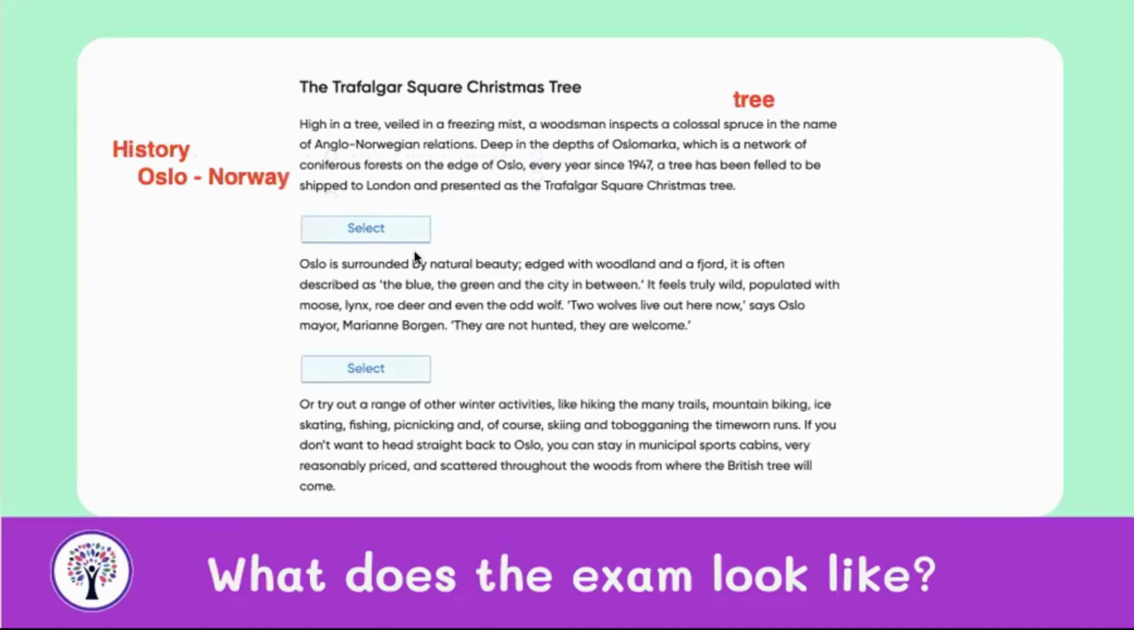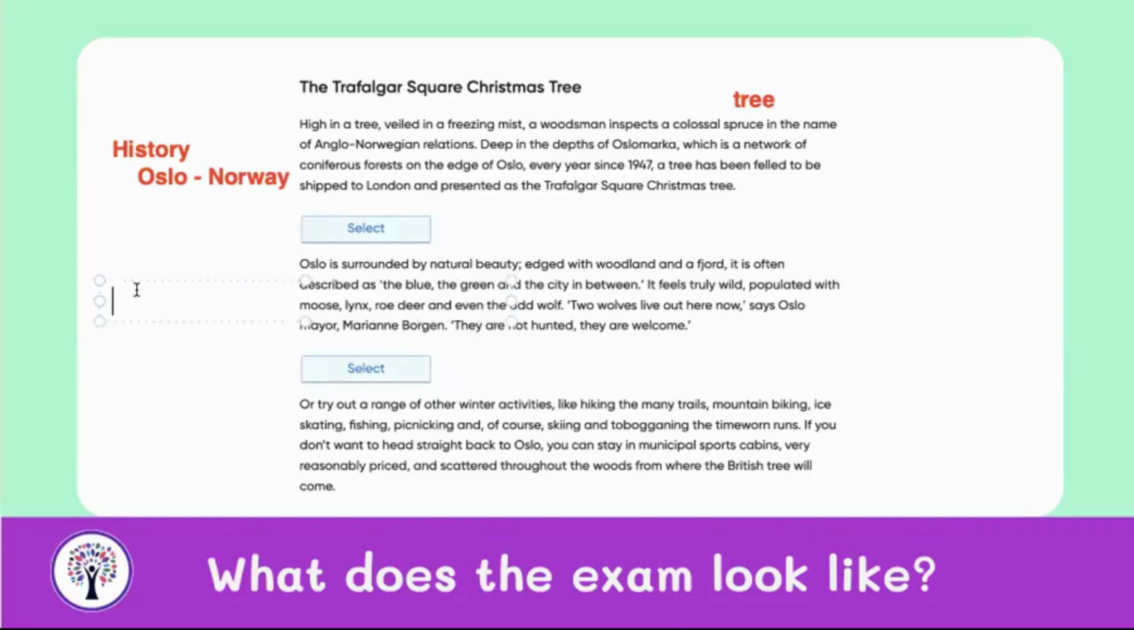Okay, let's have a look at the next one. Oslo is surrounded by natural beauty, edged with woodland and a fjord. It is often described as the blue, the green, and the city in between. It feels truly wild, populated with moose, lynx, roe deer, and even the odd wolf. Two wolves live out there now, says Oslo Mayor Marianne Borgen. They are not hunted, they are welcome.